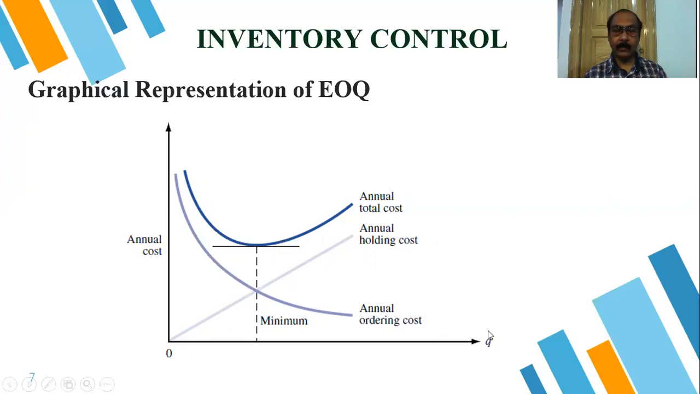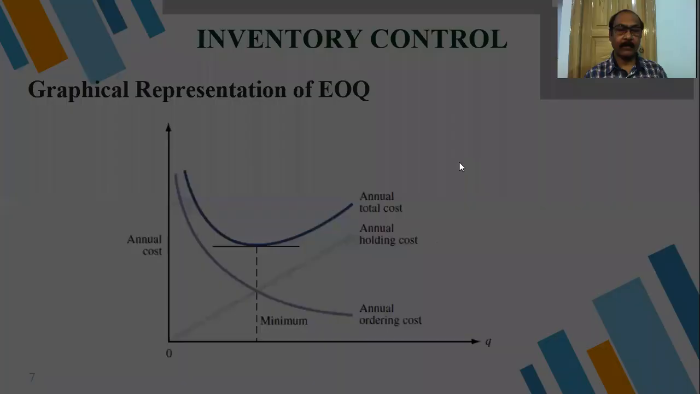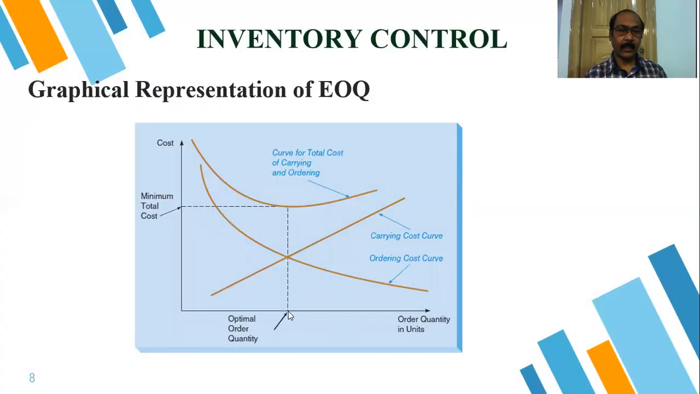Here we are writing it as small q, but later on in the model we will consider capital Q. That amount, if we consider this quantity, is our EOQ, the economic order quantity. From the graphical representation, we can say that this is the optimal order quantity, or we can call it the economic order quantity.